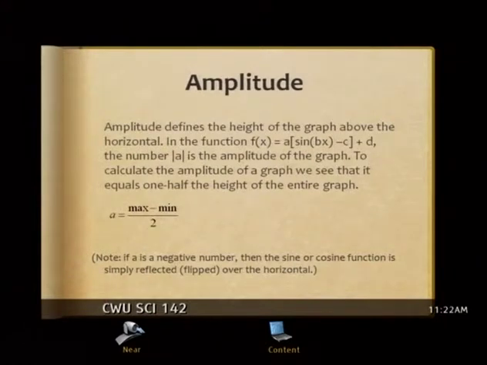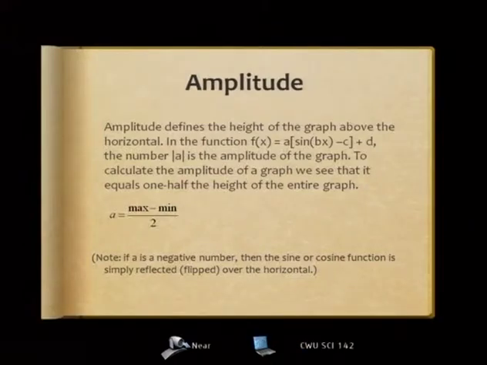And let me give you the definition of amplitude, and then we'll take a look at some. Amplitude defines the height of the graph above the horizontal. Now, I was careful not to say horizontal axis, because sometimes that y-axis or x-axis is going to move. You're going to actually shift these graphs up and down, so we're going to think of it in terms of some horizontal line that splits the graph in half. So amplitude is how high above that line your graph goes, or how far below.